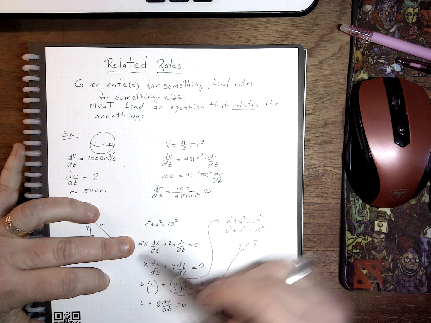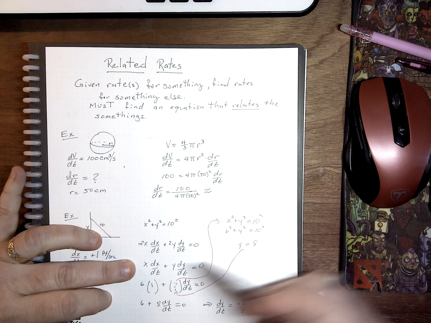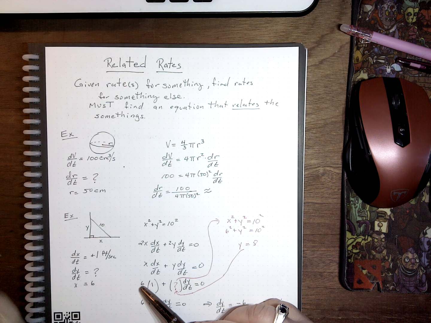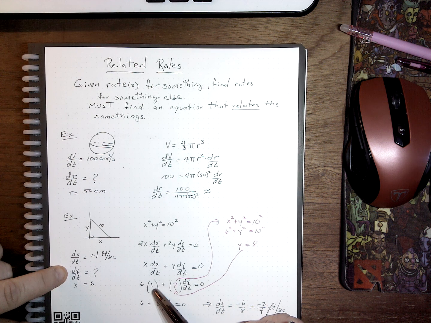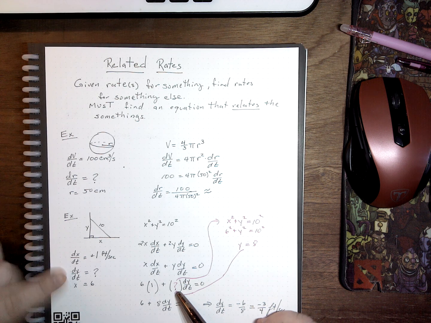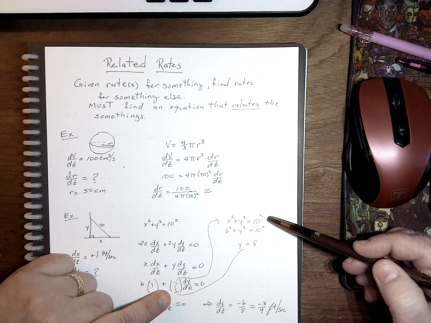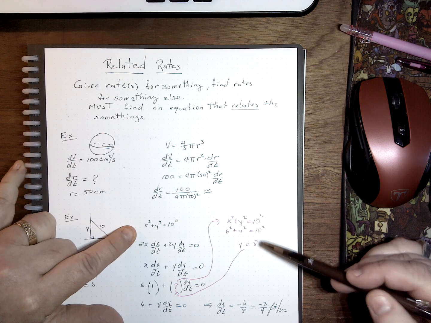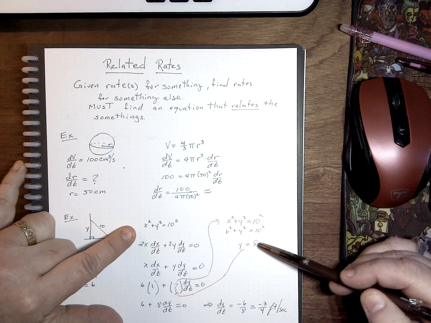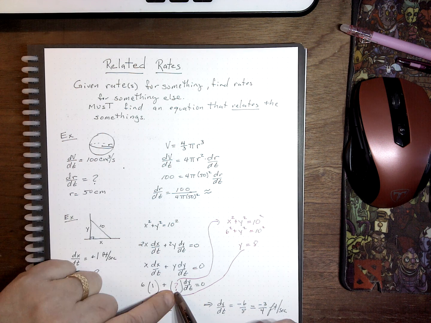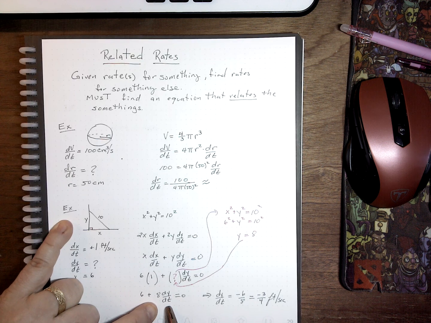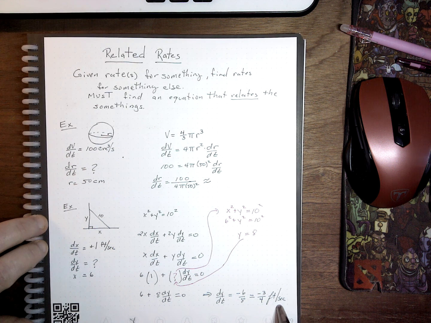Don't do that. Okay, so I have this. Too many 2's. I don't care about them, so I'm going to divide through. Now, fill in what I know. I know that x is 6 at the time I care about. dx/dt is 1. y, I have no clue. So I have to go back to the original equation. x squared plus y squared equals 10 squared. Fill in my 6. Use this equation to figure out what the y is, and so y is equal to 8. So then I can plug that back in here. So now I can say 6 plus 8 times dy/dt is equal to 0. Solving for dy/dt, I get negative 3/4 foot per second.